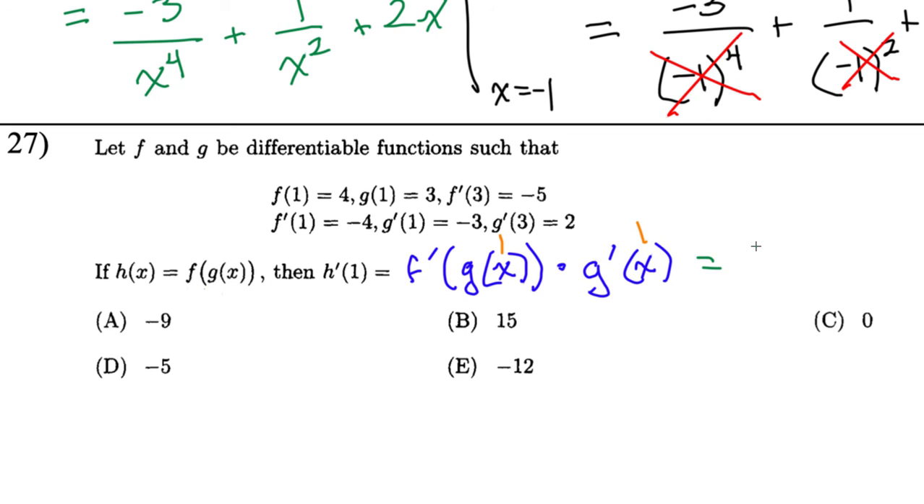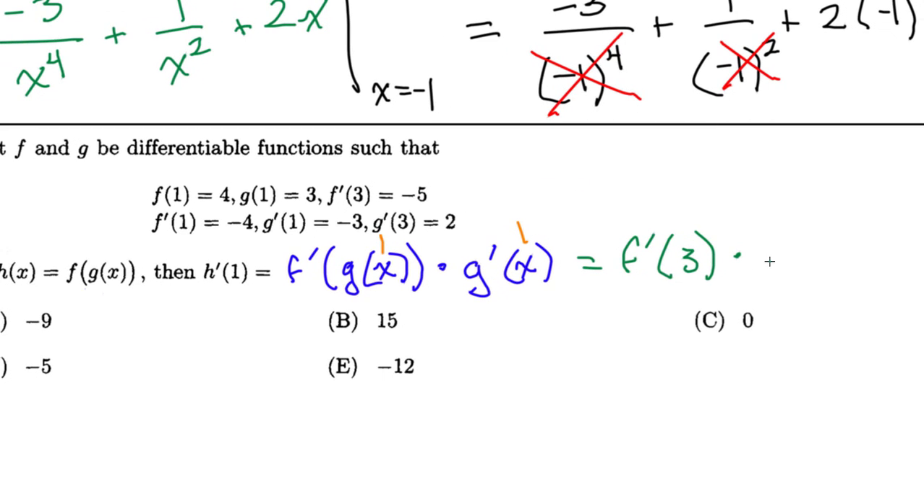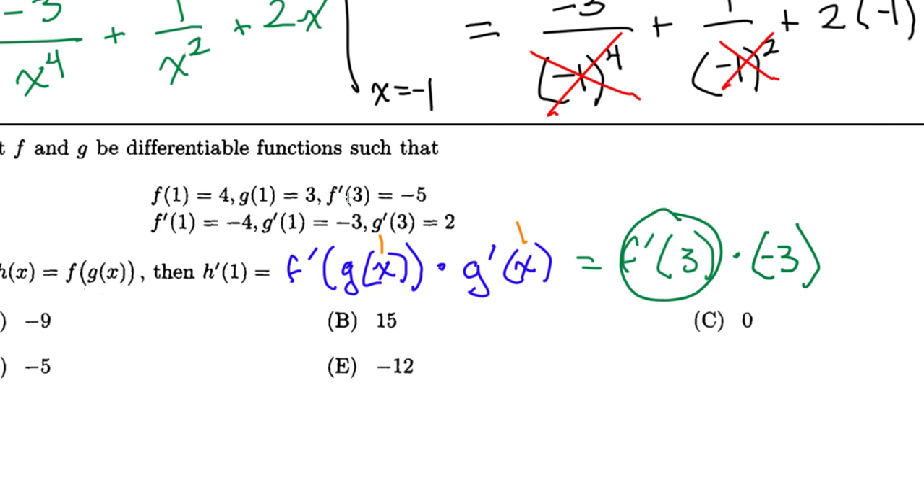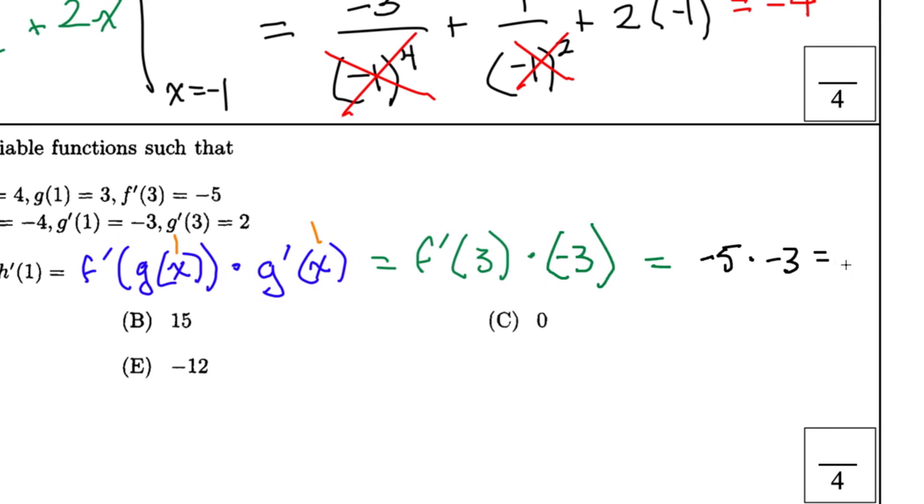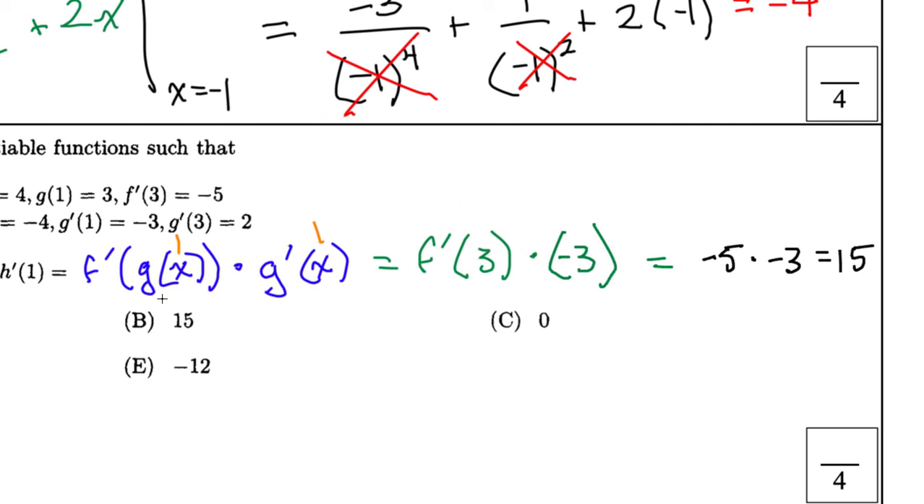So I can rewrite this as f prime of 3 times, and again, now I'm looking at g prime of 1. G prime of 1, I circle right here, is negative 3, so I can say this is times negative 3. But I'm not done yet, because I now need to do what is f prime of 3. This f prime of 3 is this f prime of 3, which is negative 5. I can circle that a little bit more clearly. So that means that this is now equal to negative 5 times negative 3, which is equal to positive 15. Correct answer is B.